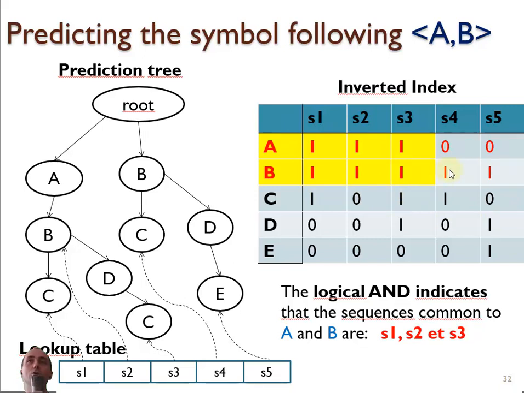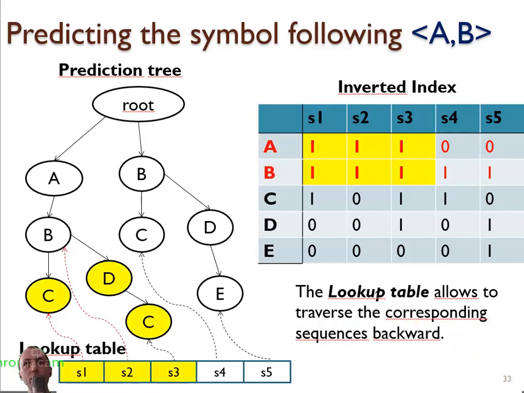actually, if we want to do this in a computer program quickly, as I told you, these are bit vectors, so we can do the logical AND. This is just some details about programming to find quickly what is the intersection of A and B. So we find S1, S2, and S3 contain A and B. Now we want to look at these sequences. So we use the lookup table, and from S1, S2, and S3, we read these sequences backward here, and we find what happened after A and B.